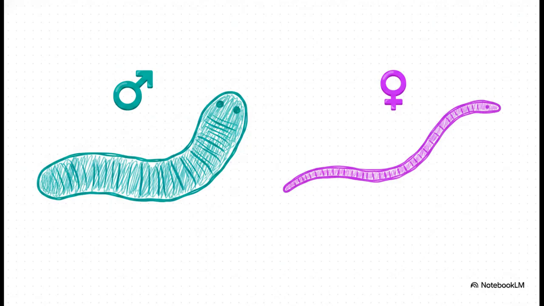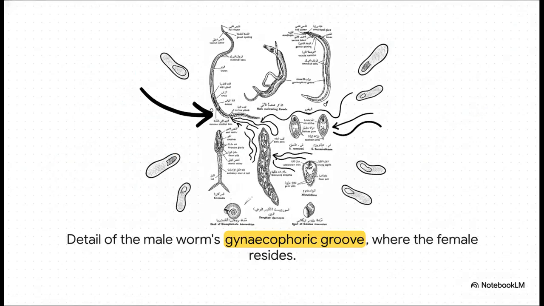Look closely. The male is shorter and, as you can see, much stouter, thicker. The female, on the other hand, is much longer and has a very slender, almost delicate-looking body. But here's where it gets really fascinating. The male has this truly remarkable adaptation. It's a deep channel that runs right along its ventral side, and it's called the gynecophoric groove. Now, this isn't just some random feature. It's basically a cradle. The male holds the slender female inside this groove, often for their entire lives, which makes sure reproduction can happen continuously.